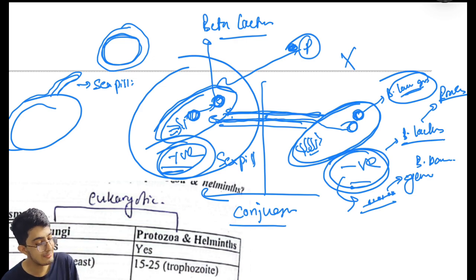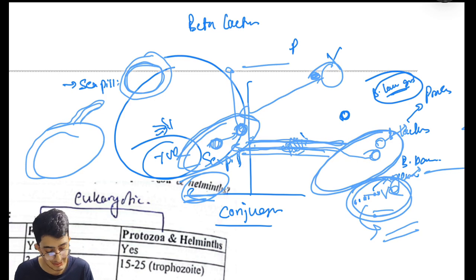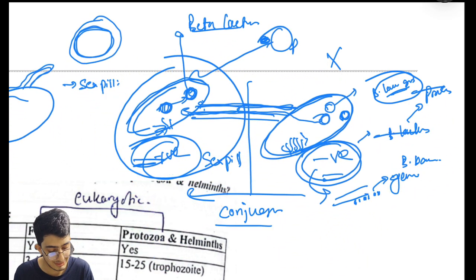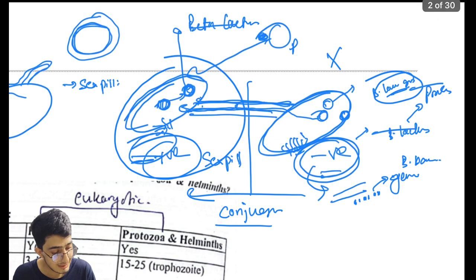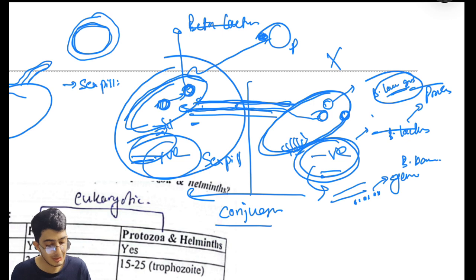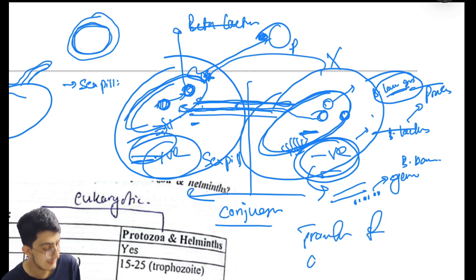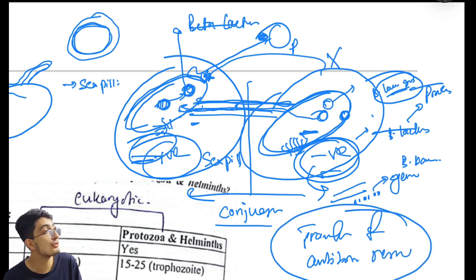Now, this process is known as conjugation. And what is happening? This one was resistant, but this one was not resistant. So the resistant bacteria is transferring its resistance to a non-resistant bacteria. So can we say this is called transfer of antibiotic resistance? Yeah, so this process is called transfer of antibiotic resistance.